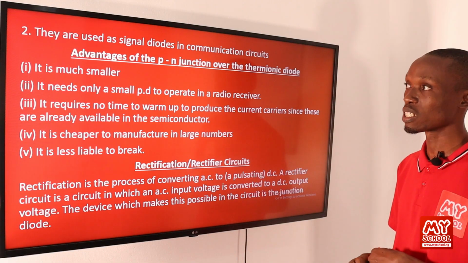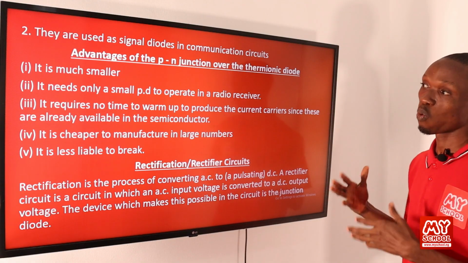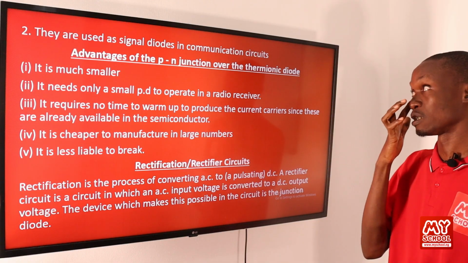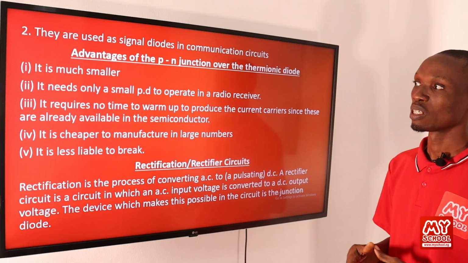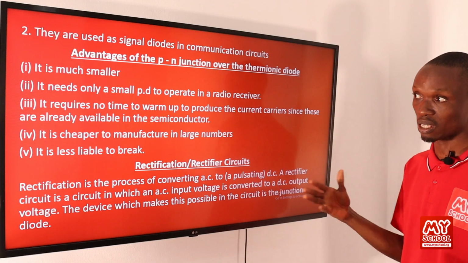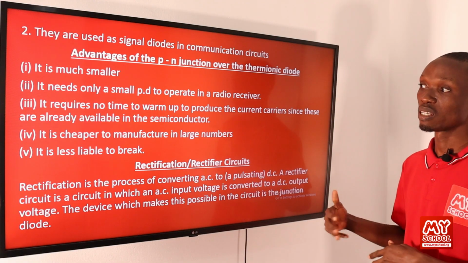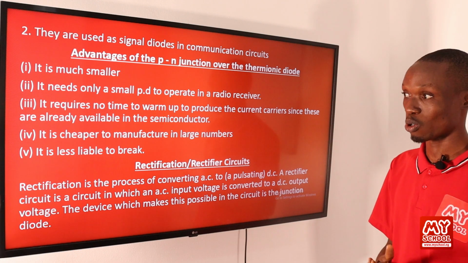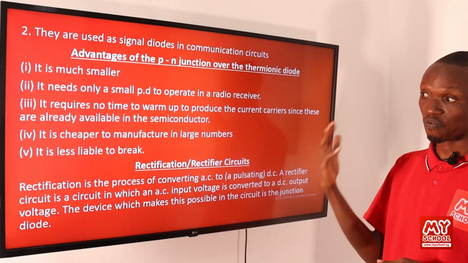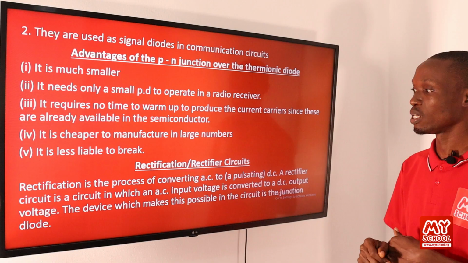Now let's talk about the advantages of the p-n junction diode over the thermionic diode. One, the p-n junction diode is much smaller than the thermionic diode. Two, it needs only a small potential difference to operate in a radio receiver. Three, it requires no time to warm up to produce the current carriers since these are already available in the semiconductor. Four, it is cheaper to manufacture in large numbers. Five, it is less liable to break than the thermionic diode.